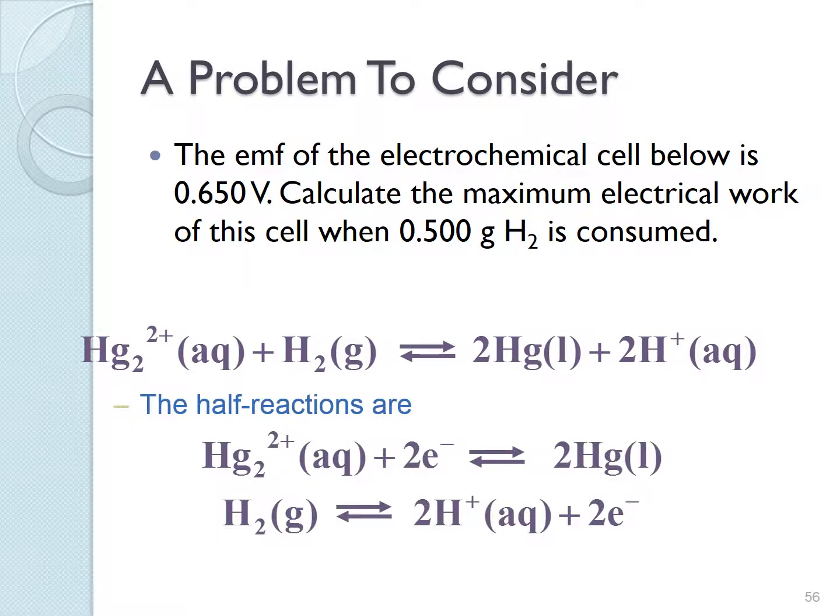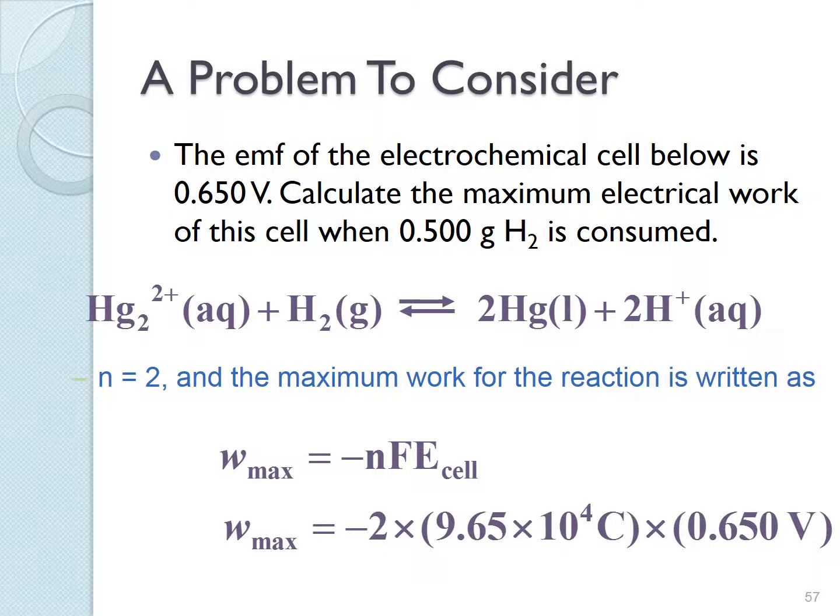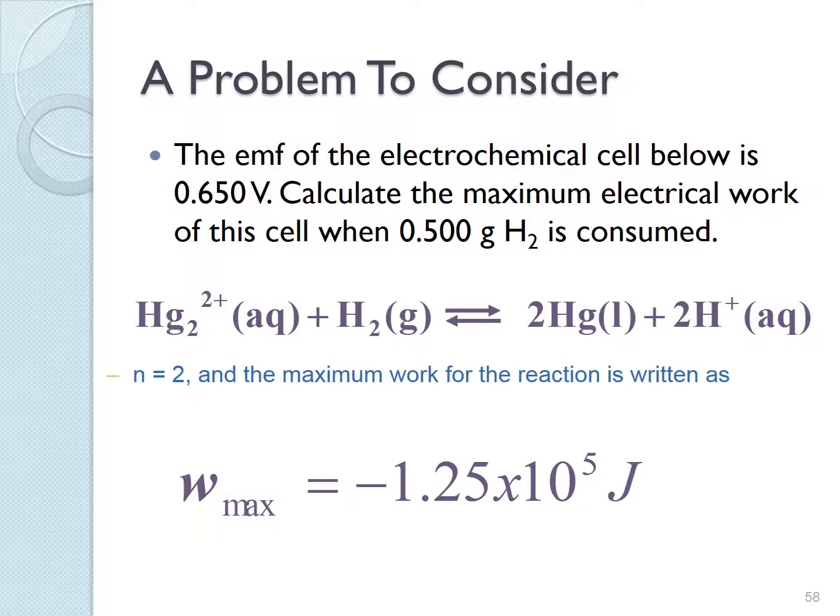We have to look at the half reactions. Mercury is reduced with 2 electrons to give us liquid mercury, and hydrogen is oxidized to give us 2 electrons. So the number of electrons, N, equals 2 in this case. We can plug that into our equation. The maximum amount of work is negative 2 times F, which is 9.65 times 10 to the 4th coulombs, times the voltage, 0.650. Since that's in volts, coulombs times volts is joules. And so the maximum amount of work is 1.25 times 10 to the 5 joules. The negative just indicates that the work is being done by the system, so out of the system.